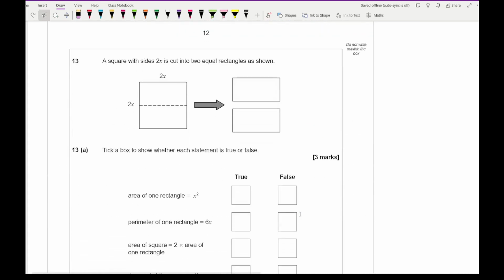Moving on to question 13, it says that a square with sides 2x is cut into 2 equal rectangles as shown. Tick the box to show whether each statement is true or false. So let's first of all work with the dimensions of the rectangle. We know that that's going to be 2x. Now half of 2x is x. So I could just write x there and 2x there. That's going to be an x, that's going to be an x, and that's going to be 2x.